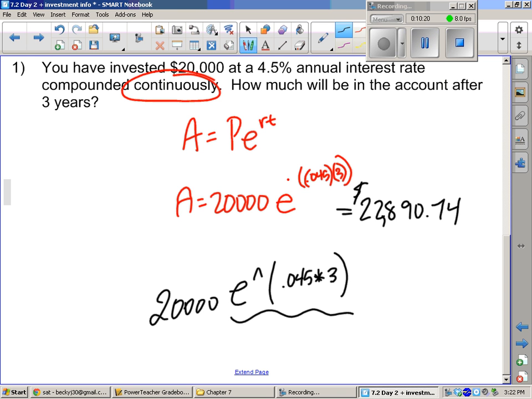Nice. So after 3 years, I've made pretty good money, almost $3,000 for doing nothing sitting in the account. I wonder, maybe we should do a comparison in class. Oh, really? To see compound annually or quarterly compared to compounding continuously and see what's better. That's a great idea.